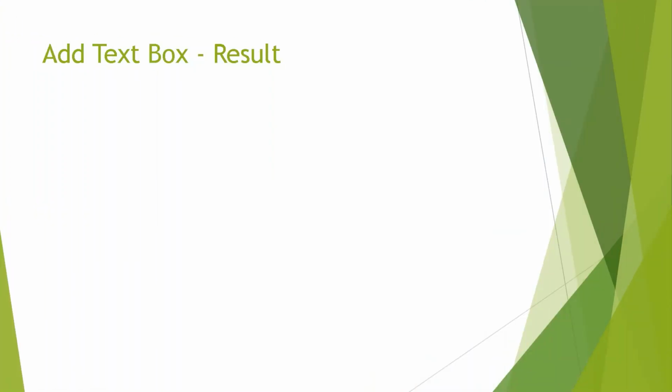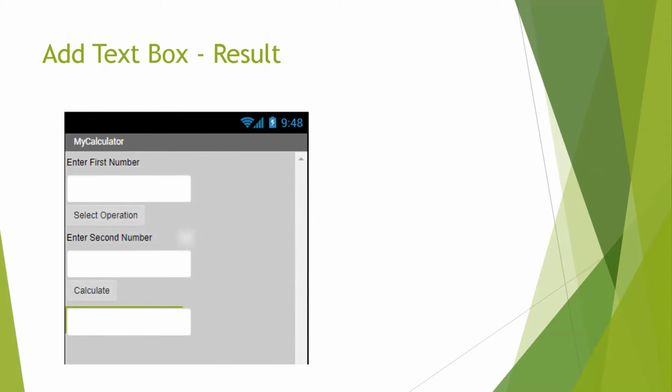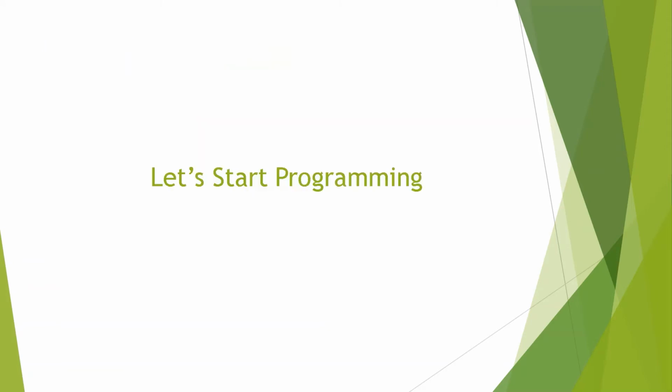Now we will add a text box to our screen, to display result. From left side palette, select Text box. Drag it into your screen. Now, we are ready to make our blocks. Let's start programming.